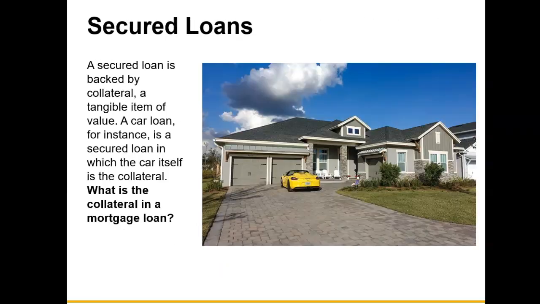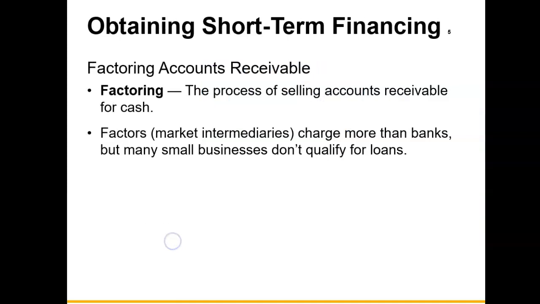So, for example, if you have a mortgage, what is the collateral on that mortgage loan? Yes, you guessed it, it is the actual property. So, in the case of what we call default on that loan, the lender has the right to foreclose, which means take possession of your property.